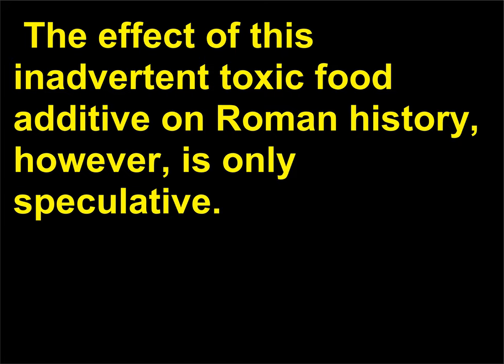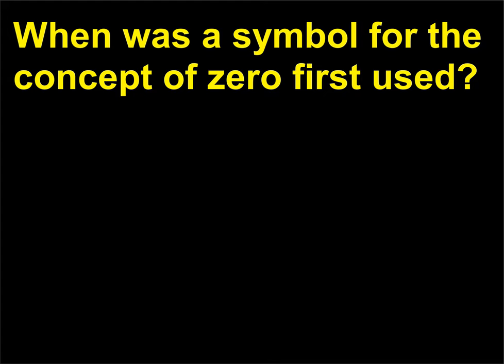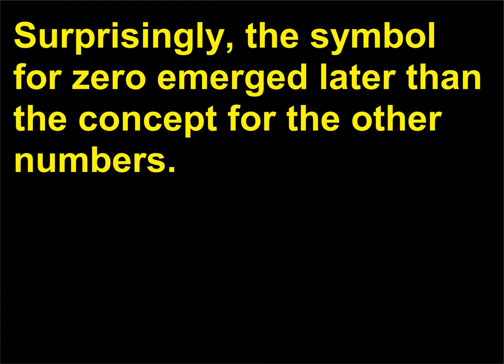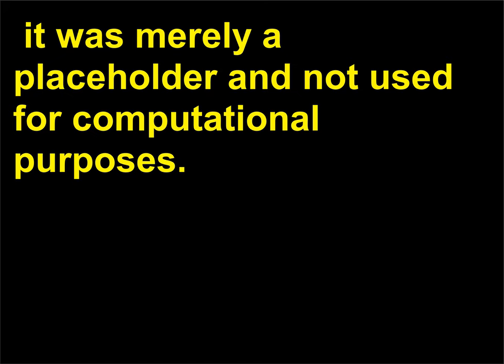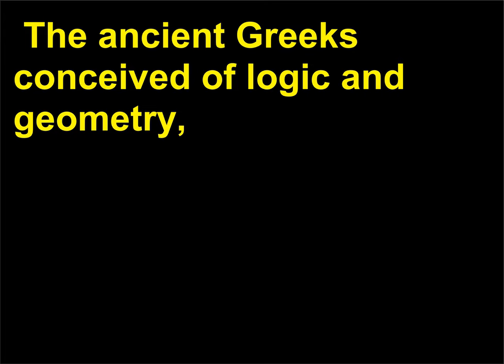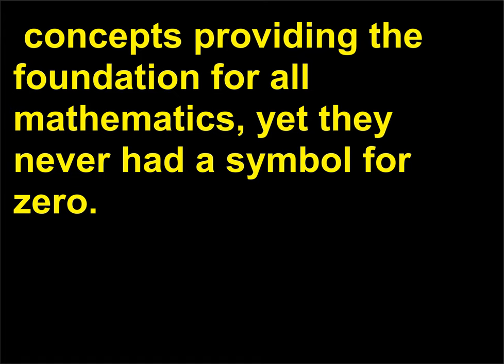When was a symbol for the concept of zero first used? Surprisingly, the symbol for zero emerged later than the concept for the other numbers. Although the Babylonians, 600 BCE and earlier, had a symbol for zero, it was merely a placeholder and not used for computational purposes. The ancient Greeks conceived of logic and geometry, concepts providing the foundation for all mathematics, yet they never had a symbol for zero.